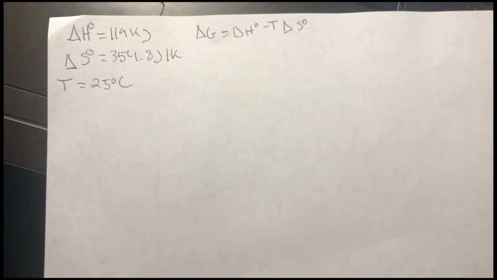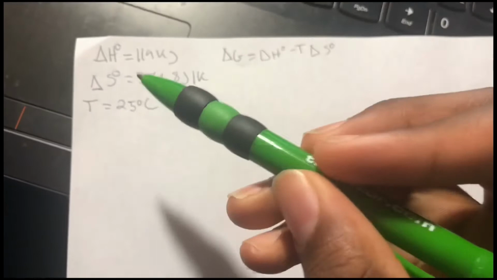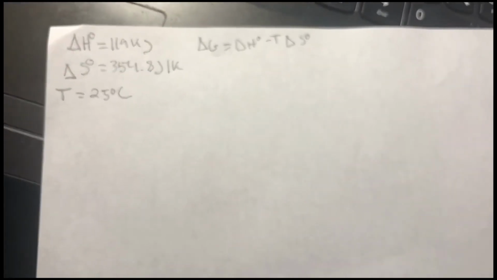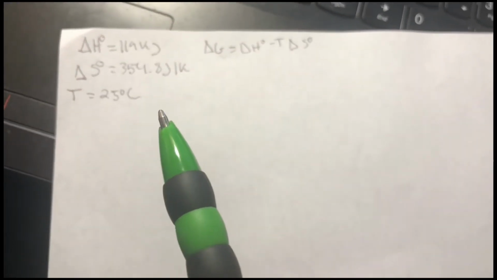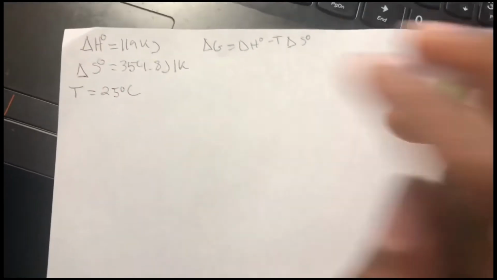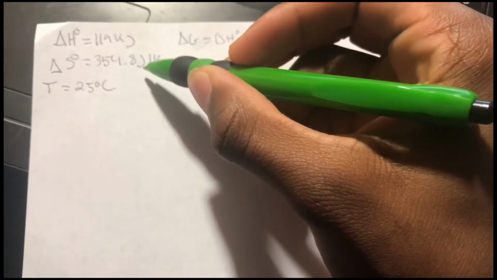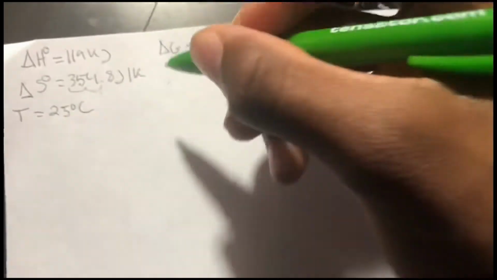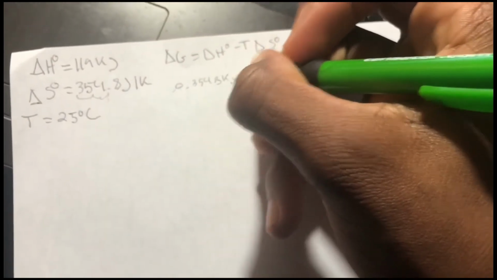So, a problem with the Gibbs free energy equation. Delta H is 119 kilojoules, delta S is 254.8 joules per Kelvin, and temperature is 25 degrees Celsius. So there's two things you have to do. One is convert this to kilojoules instead of joules, and you do that by dividing by 1,000. So you move the decimal place 3 times, and it would be 0.2548 kilojoules per Kelvin.